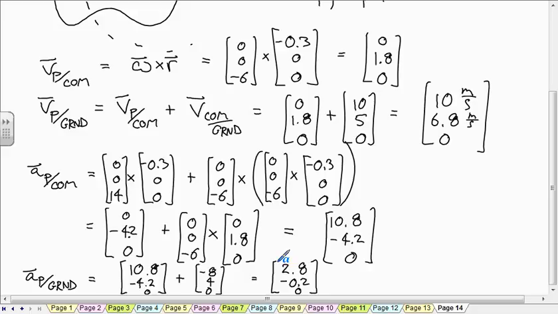Okay, so that's pretty much all I'm going to say about kinematics of rigid bodies. There's a set of problems to work through, but I think you should be able to do those. And then next time we'll start talking about kinetics.